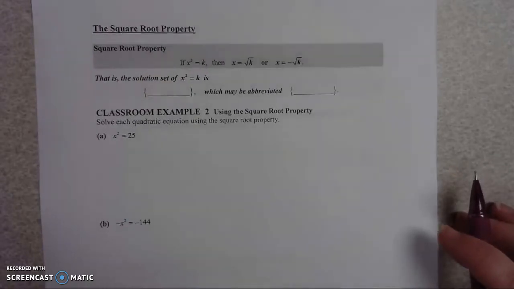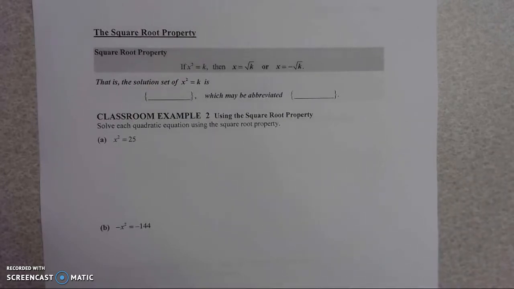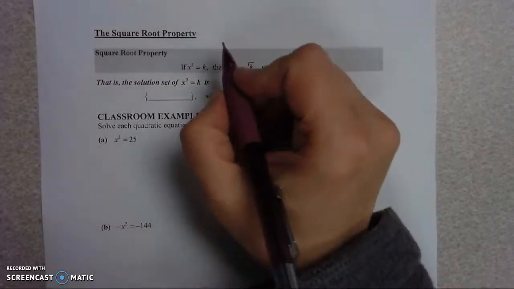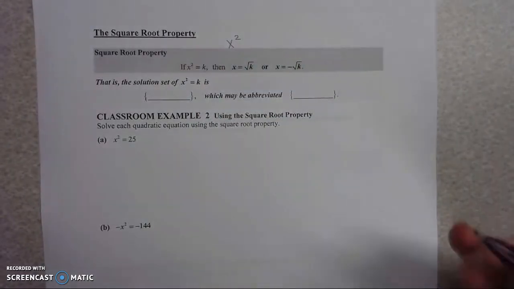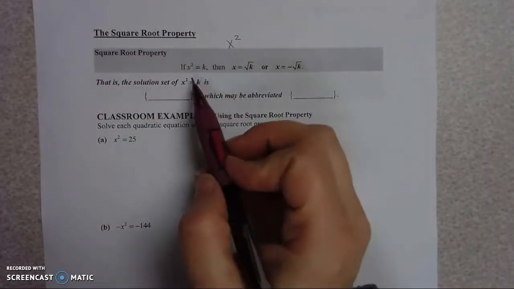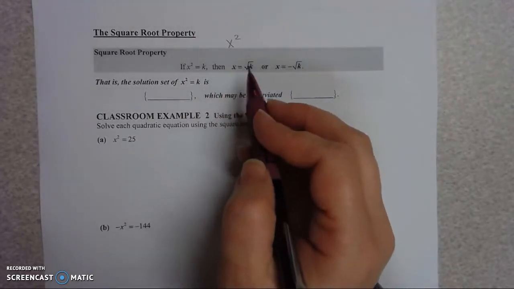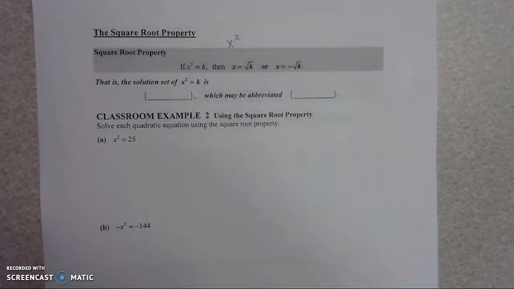This video will cover section 1.4, the square root property. So we've already discussed solving quadratic equations using the zero factor property, where we factor. The square root property works when you have a quadratic equation where there is just an x squared, there's no x term. So if I have x squared equals some number, then I can say the answer is x equals the square root of that number, or x equals the opposite of the square root of that number.